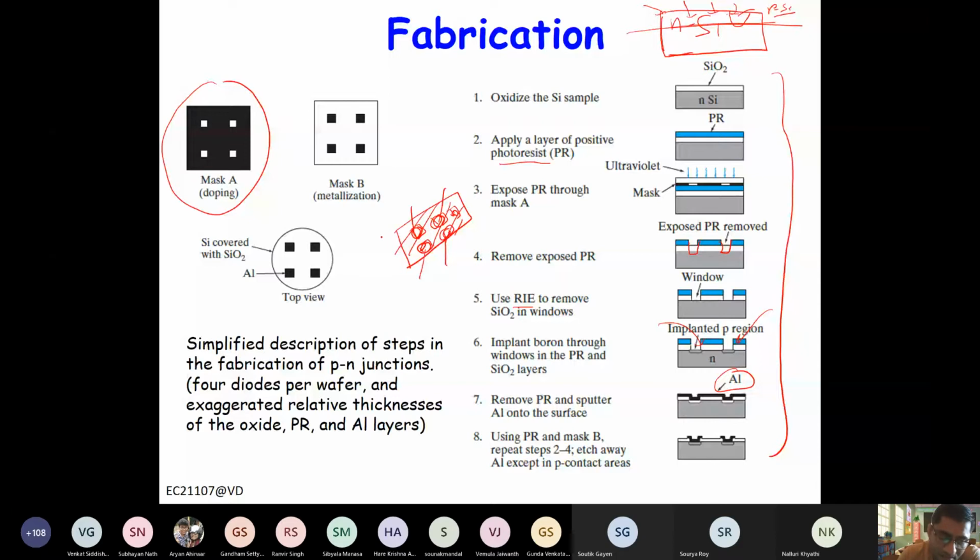So what we will do, we will remove metal except in these regions, right? So except at the opening of these four doped regions, we will remove the metal. For that, we will use another mask. This is called the metallization mask. This is opaque at these four places and transparent everywhere, right? So again, using the same process of photoresist and mask, we can etch away the metal.